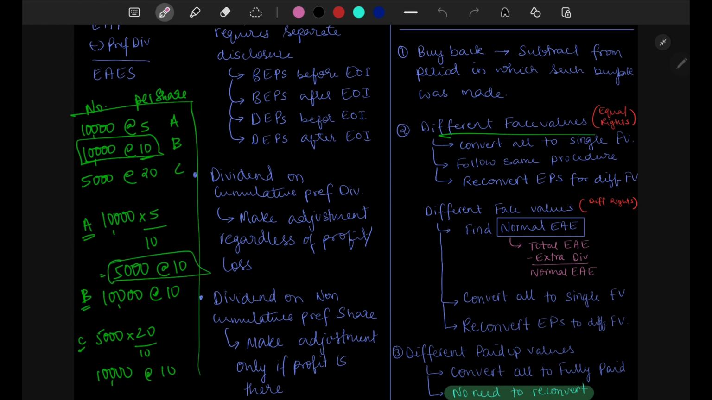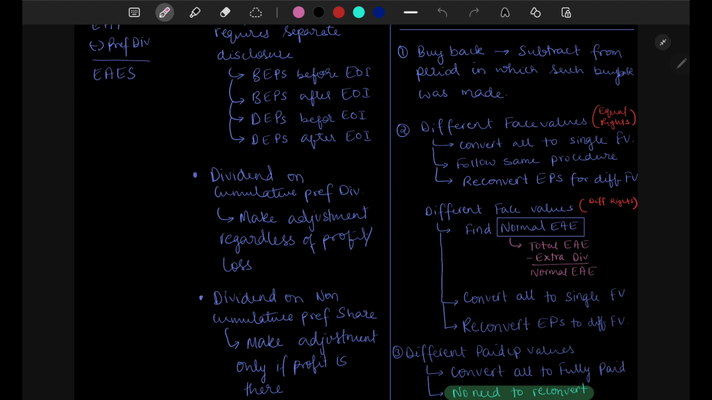Okay, so in this case the weighted average will be 5,000 plus 10,000 plus 10,000, so 25,000. Your weighted average number, I don't have space here, so the weighted average number will be 25,000. I hope that's clear, right? And then you will just have to take that 25,000 as the base.